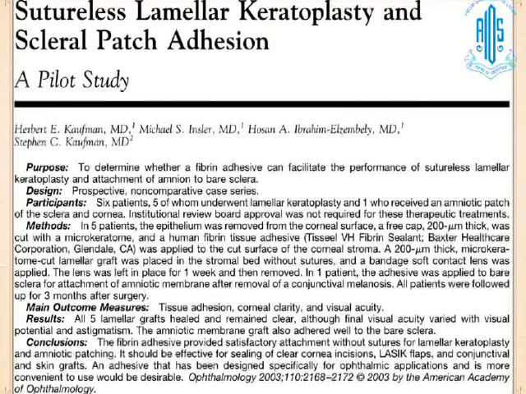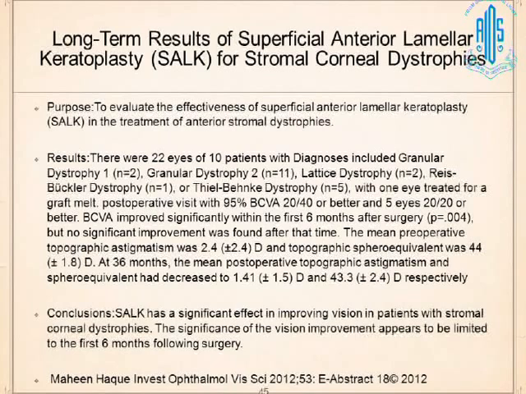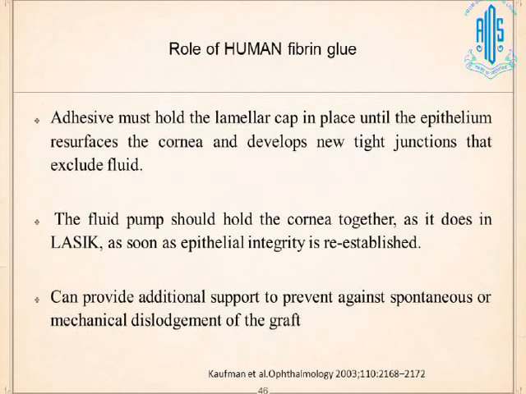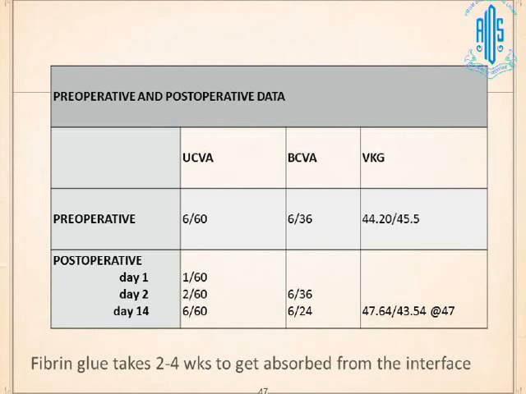In sutureless lamellar keratoplasty, with scleral patch adhesions, fibrin glue is able to give a reasonably, in fact, a very good support. We haven't had any problem of dislocations, and so it should hold. It holds the lamellar cap well. The fluid pump should hold the cornea together, and it can provide additional support to prevent spontaneous or mechanical dislodgement of the flap, and it is followed by application of a bandage contact lens.